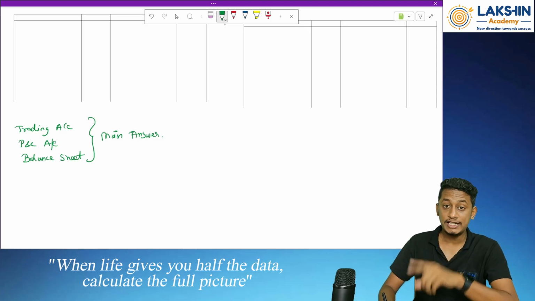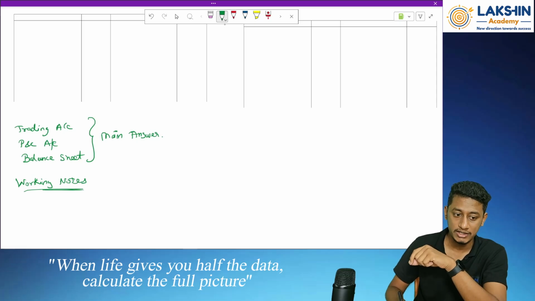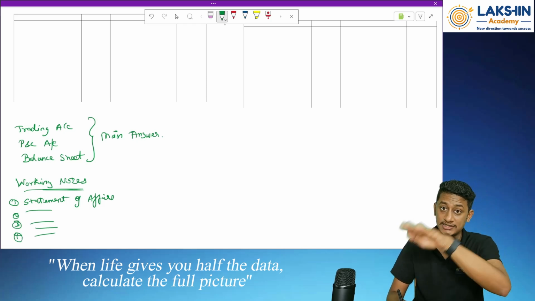Against that, we need to prepare some working notes. Just like how I prepared my balance sheet or my statement of affairs is a part of my working note. So I will give it number 1, that is my statement of affairs. Similarly, there are some other accounts that you need to prepare continuously. This will form the second part of the answer.